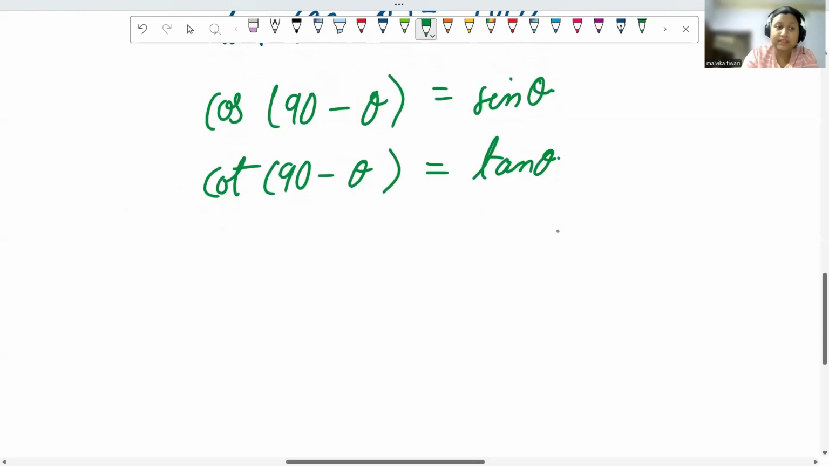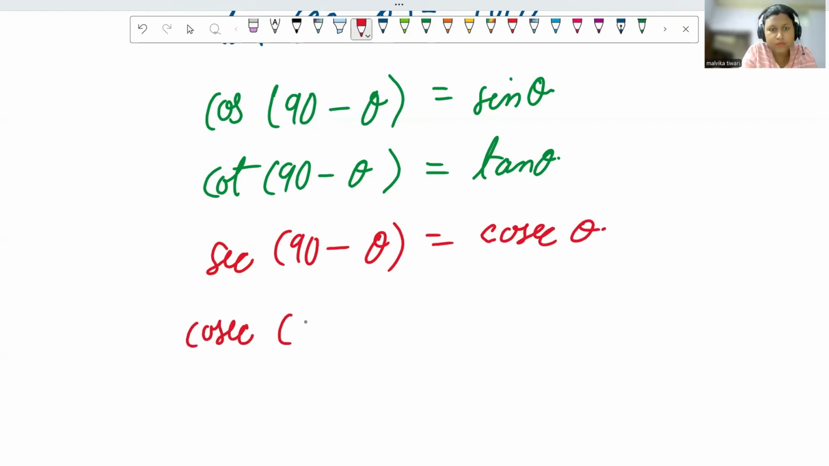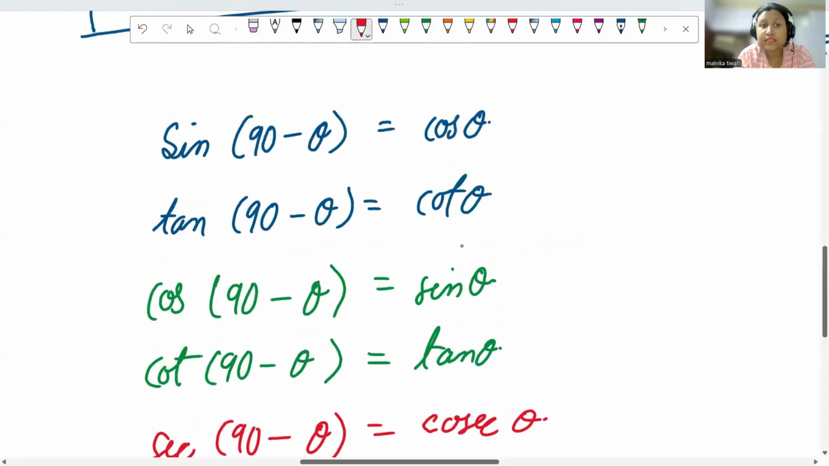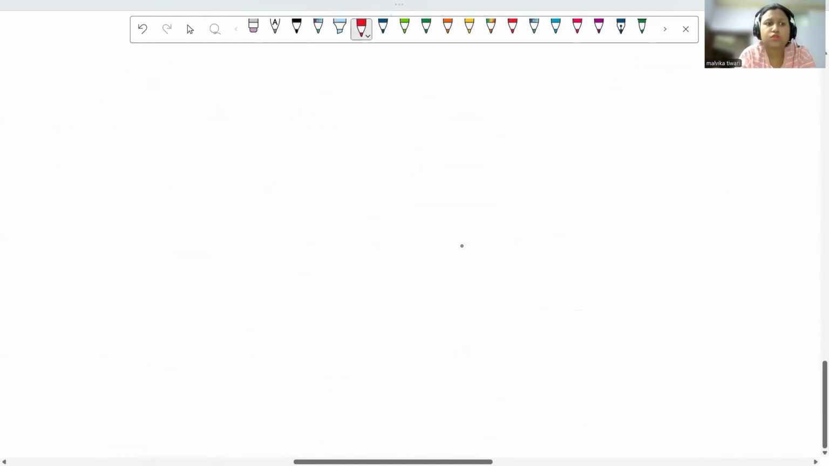So cosec and sec. Sec 90 minus theta is cosec theta, and cosec 90 minus theta is sec theta. So these are the important relationships. Now, what about their values, right?